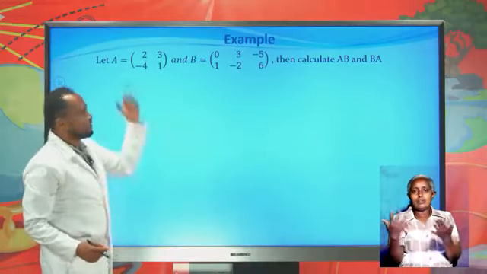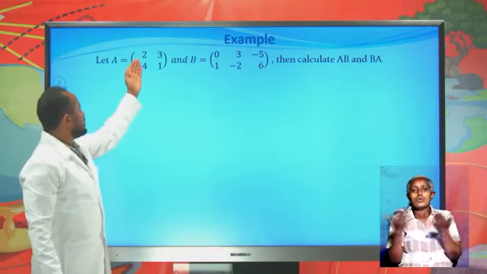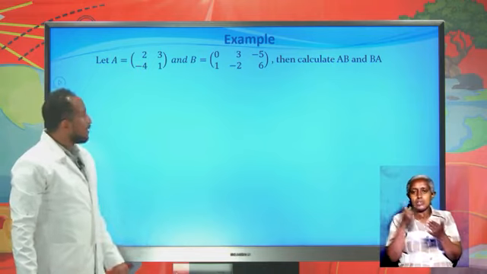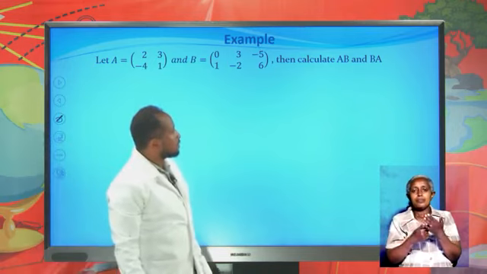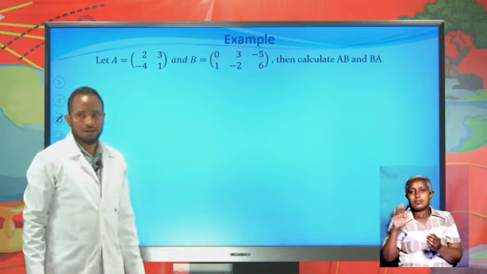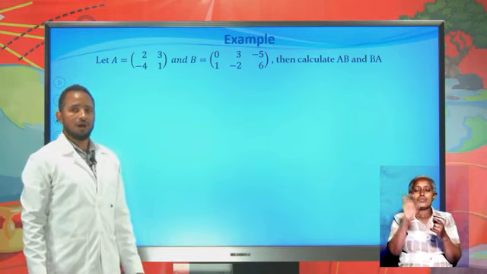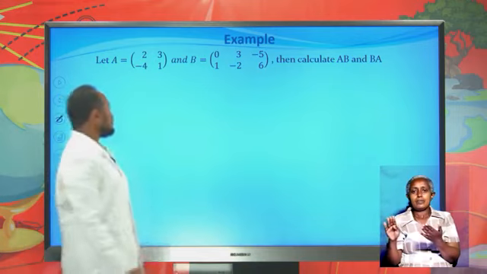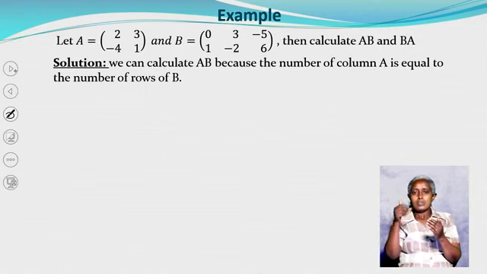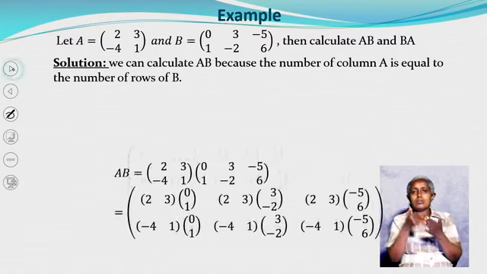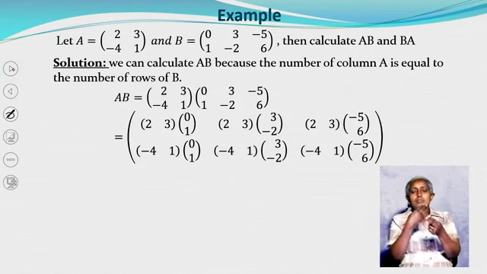Now let's take two matrices A and B, where A is this: 2, 3, minus 4, 1, and B is this: 0, 3, minus 5, 1, minus 2 and 6. Then you are asked to calculate AB and BA. First, let's try to find the product of A and B. To find A times B, we need to check that the number of columns of A must be equal to the number of rows of B. Matrix A has 2 columns and matrix B has 2 rows. So we can multiply AB.